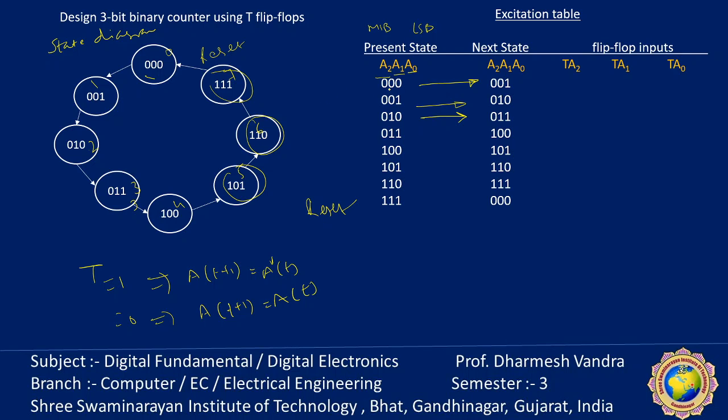So see here, A2 and A2(t+1), both are 0. So that means this will become 0. Second bit is 0, here is a 0. So no change, so that means 0. A0 is 0 and 1, so it is toggled, so 1 is required. Suppose example here 0, 0, 0 to 0, 0, 1: the last bit is toggled. And last bit is 1 and here is 0, so it is also toggle.